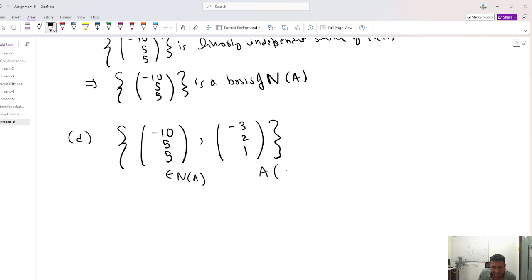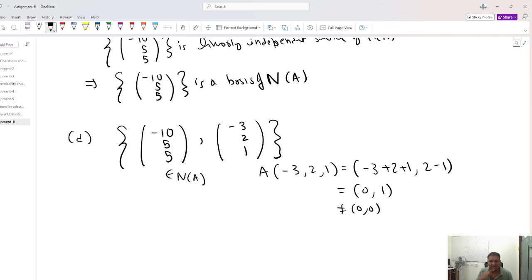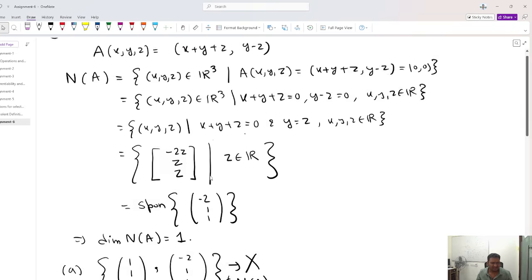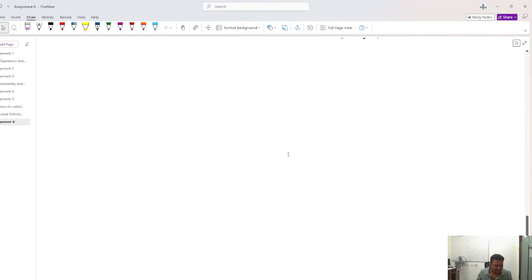So the answer is much simpler. So what is this? This is minus 3 plus 2 plus 1, 2 minus 1. Sorry. So this is (0, 1). So this is not equal to 0. So in fact, this is not even a subset of the null space. So it cannot be a basis, right? At any cost. A basis has to be a subset of the vector space which you are looking at, or the vector subspace which you are looking at. Correct? So that's how the first problem goes.